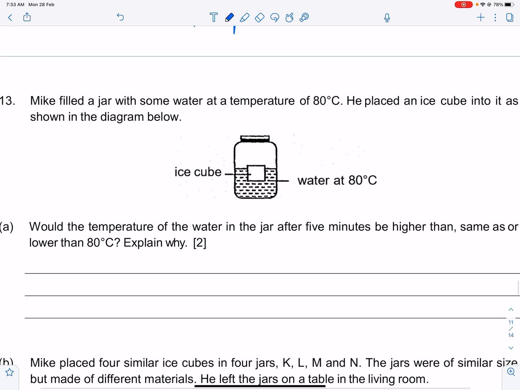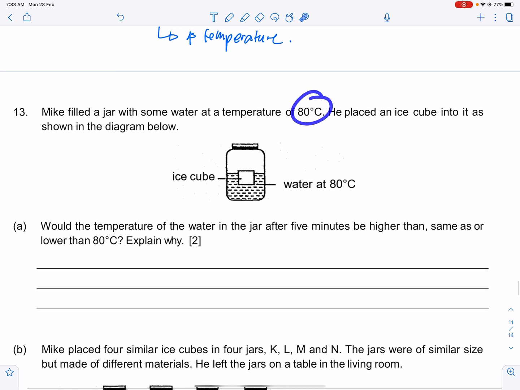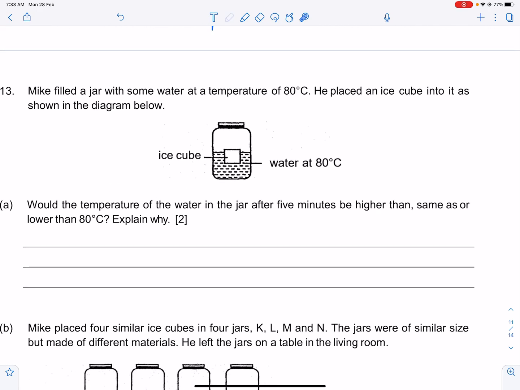Alright, moving on to the last question. Mike filled a jar with some water at a temperature of 80 degrees. He placed an ice cube into it as shown in the diagram below. Would the temperature of the water in the jar after 5 minutes be higher than, same as, or lower than 80 degrees? So, this is actually a question on heat transfer.